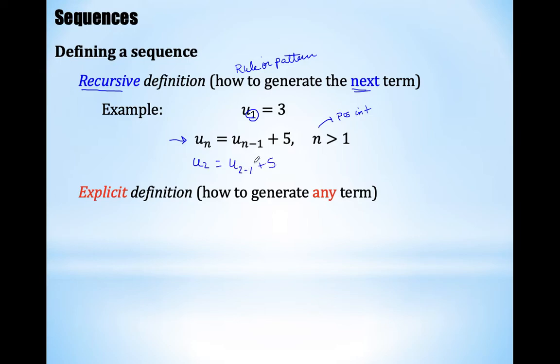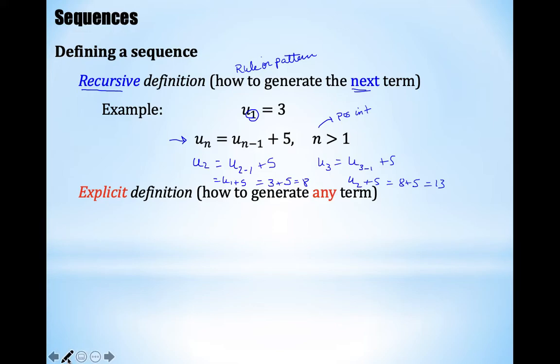But what is u sub 2 minus 1? And then, of course, how do I get u sub 3? That's equal to u sub 3 minus 1 plus 5, which is u sub 2 plus 5, but u sub 2 was 8. And so on and so forth.